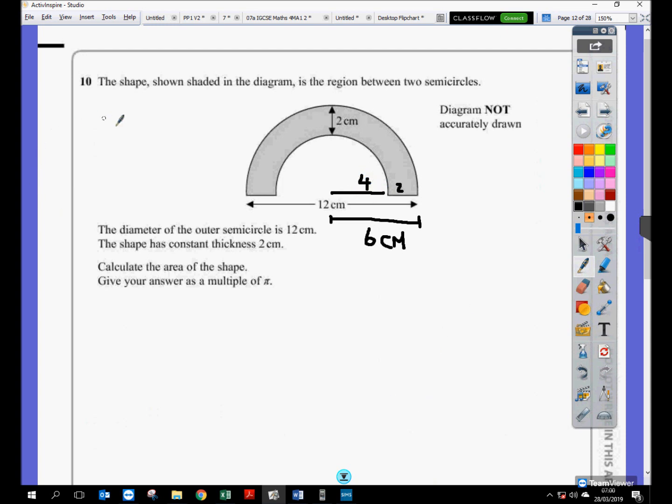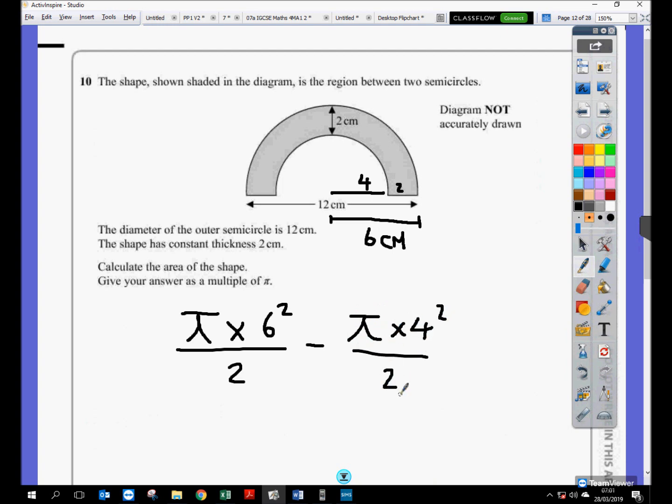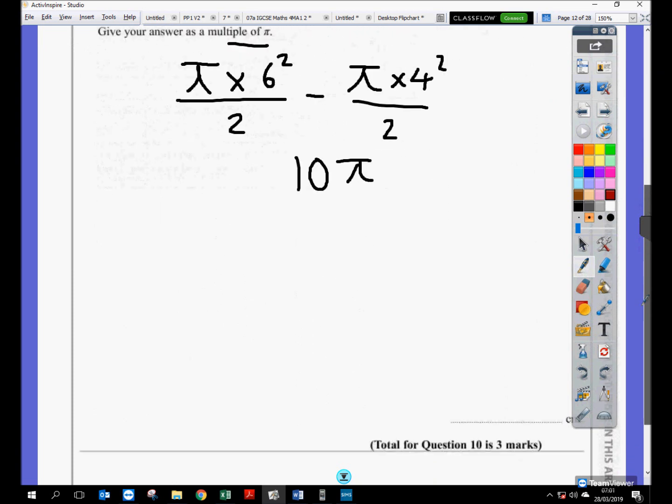What I want to do is work out the area of the shape, giving the answer as a multiple of pi. So I'm going to work out the area of the larger semicircle, which is pi times r squared divided by 2, subtract the smaller inner semicircle, pi times 4 squared over 2. It's over 2 because it's a semicircle. Pi r squared is the formula for the area of a circle. Obviously, you need the radius, and you type it in the calculator. Give your answer as a multiple of pi.